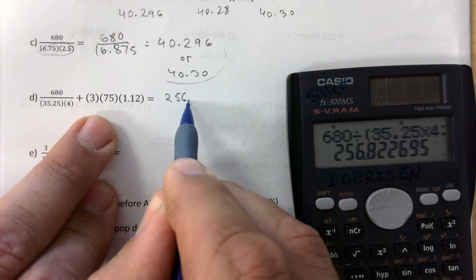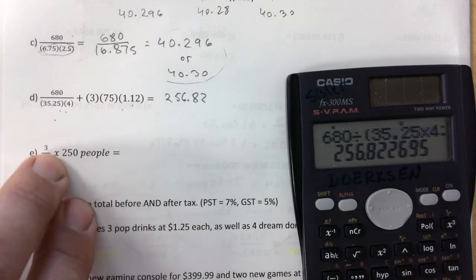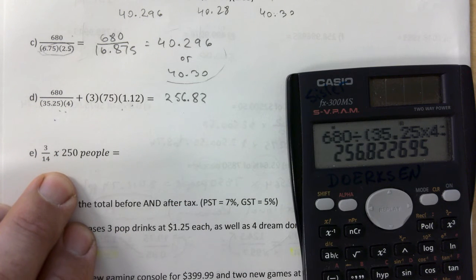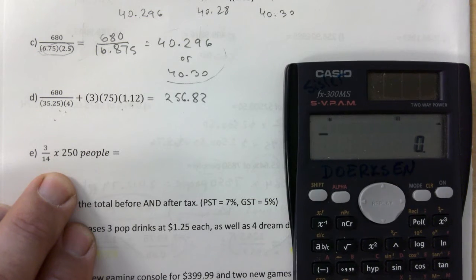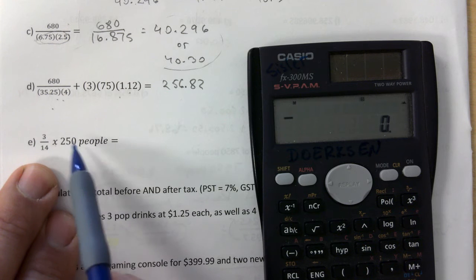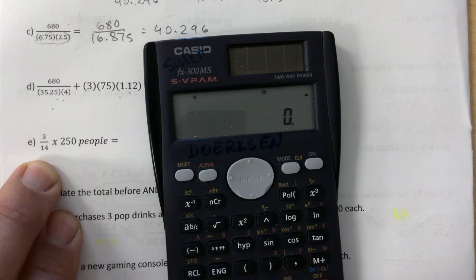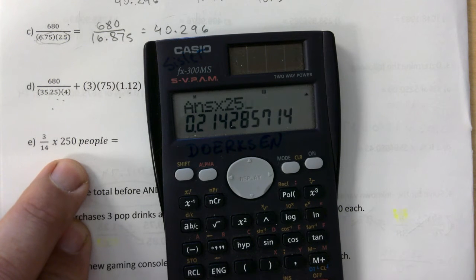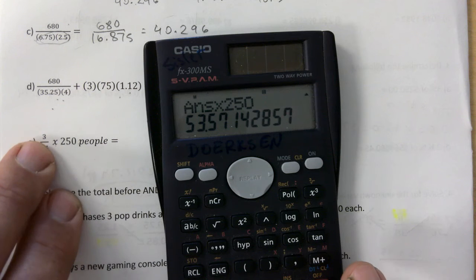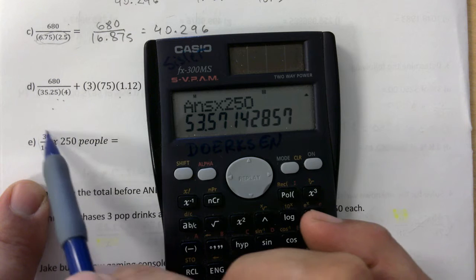And down the road, I will do this in steps most likely. But right now, I just want you to realize, see if you can use your calculator for these, if you can type them in one shot. 3 over 14 times 250 people. You can go in both ways. I would go 3 divided by 14, right? Hit equals, and then times 250. That's what I would do, but you don't have to. You can go 3 times 250, then divide it by 14. But because these seem to be together, I would do them first.